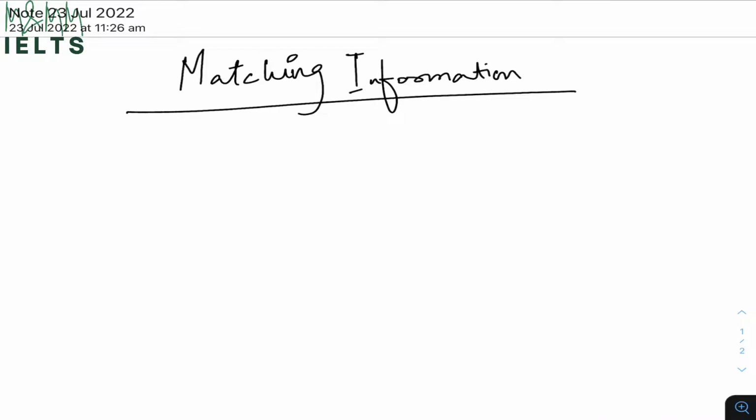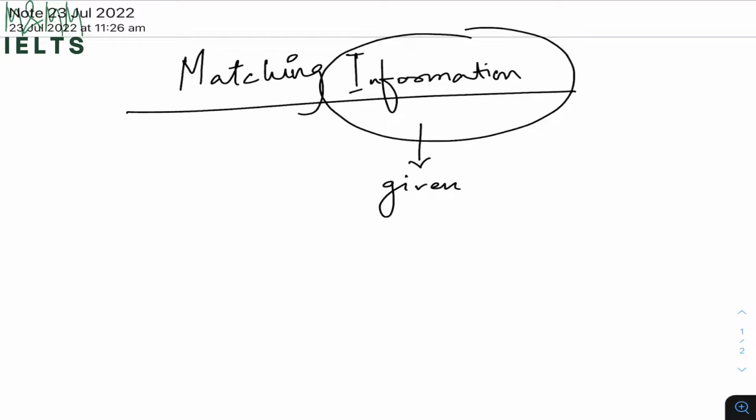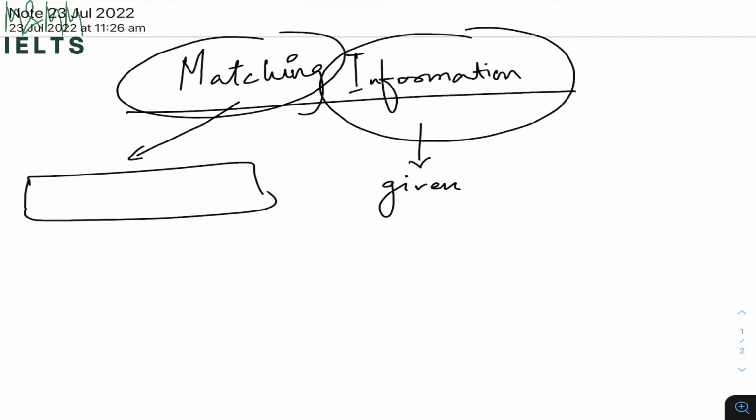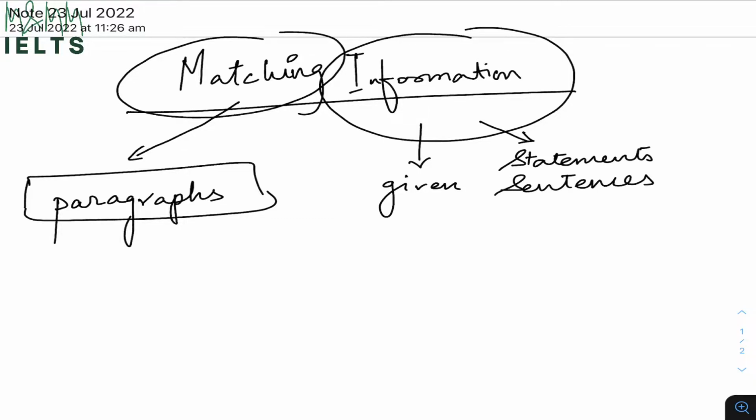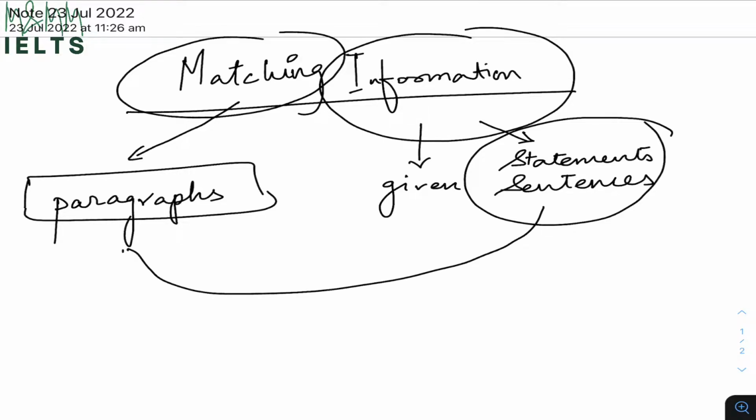Now, this means we will be given some sort of information, and we have to match it with something else. So what is this something else? These are nothing but a few paragraphs that will be given to us. And when we say information, it would be a few statements. You can also call them sentences. Our job is to match whatever is given in the statements to the paragraph it belongs to, out of the several paragraphs given to you.